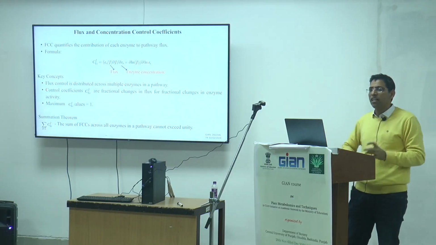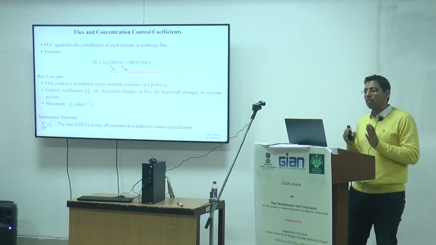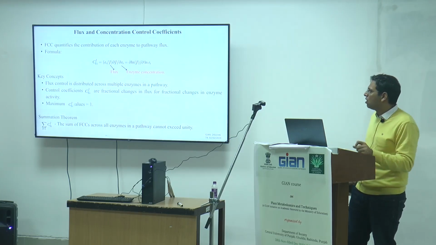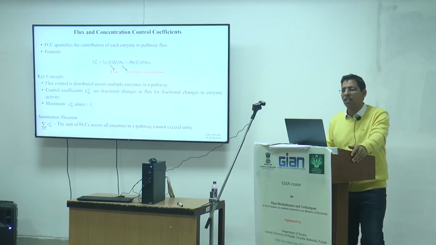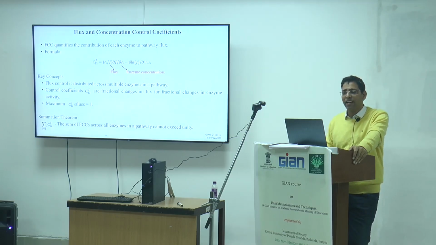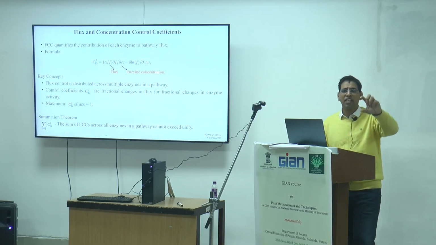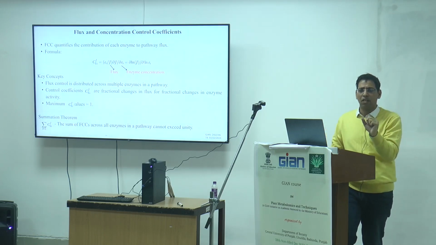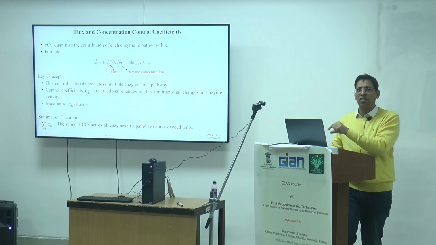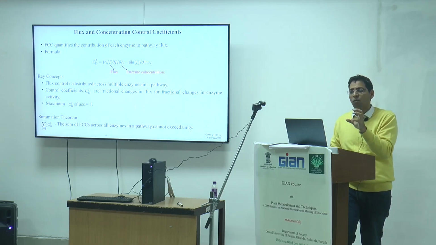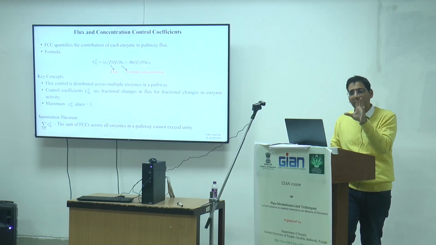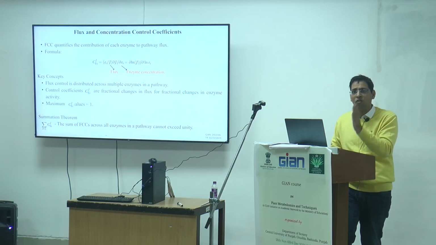Now I am coming to another part, that is the flux and concentration. How are flux and concentration associated with each other? FCC, the flux concentration control coefficient, quantifies the contribution of each enzyme in the pathway. Previously we were saying that only one enzyme is the rate-limiting enzyme which catalyzes a particular step, so we can manipulate it. But here we mention that we have another approach which can quantify the contribution of each and every enzyme present in that particular pathway and involved in that flux.